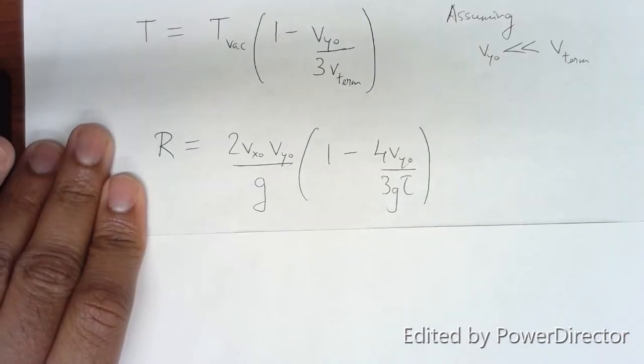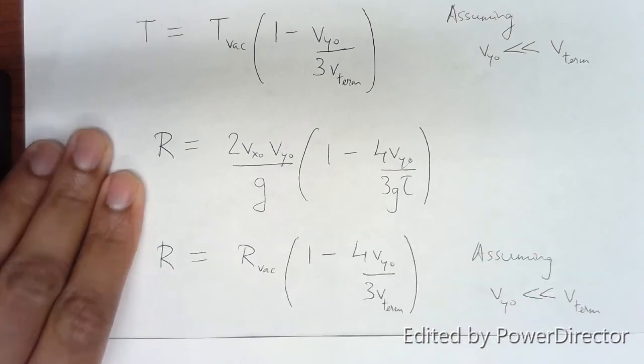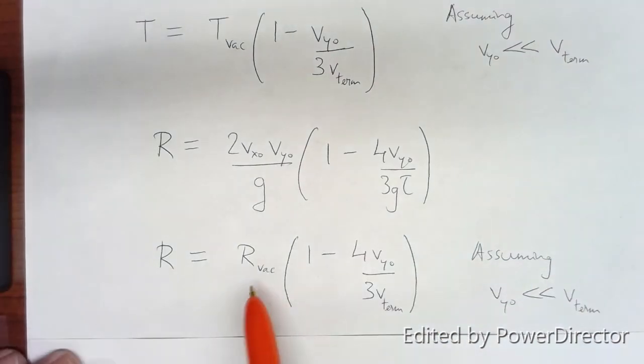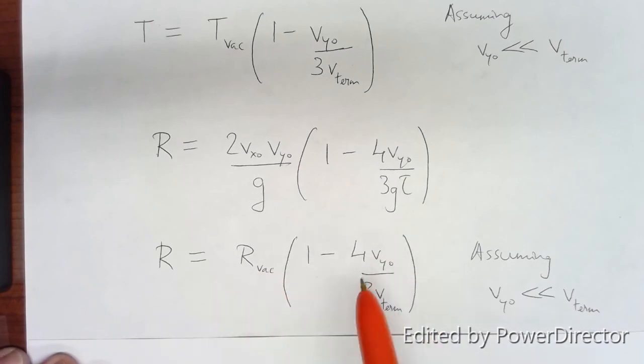Similarly, for the range, we can write it like this, and we realize that we can write that new range as the vacuum range times this correction factor. Again, we are making the assumption that vy0 is much less than v term.